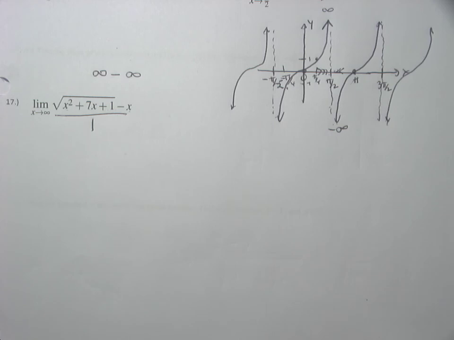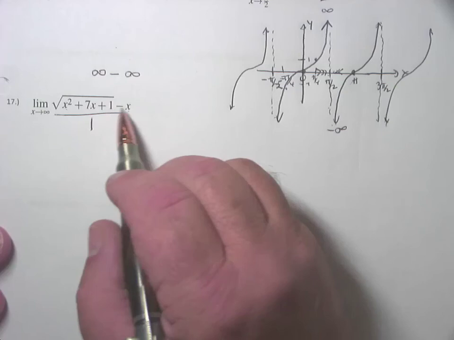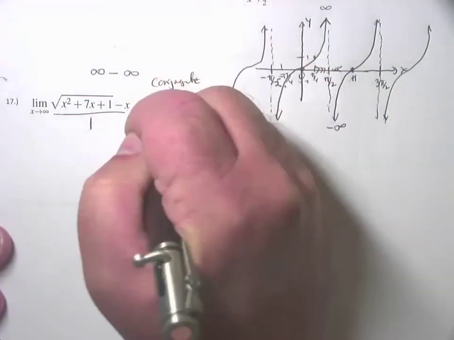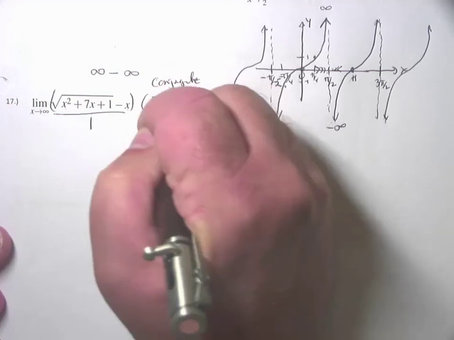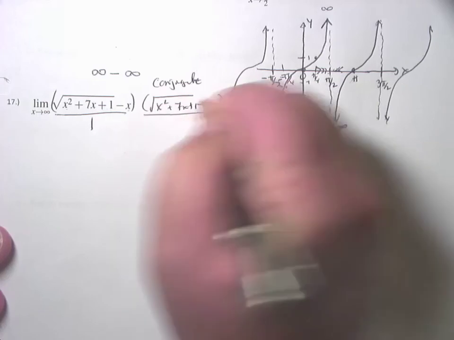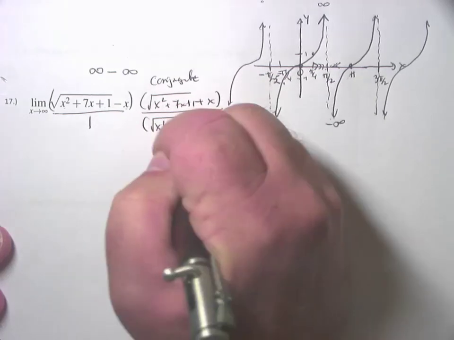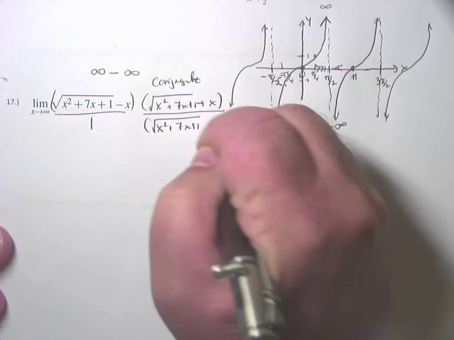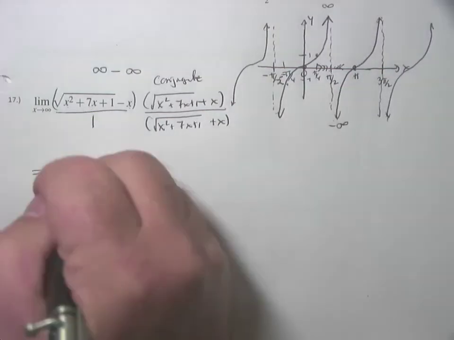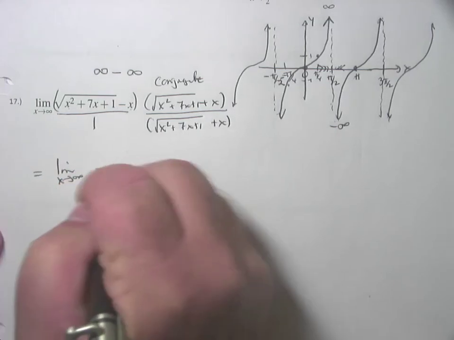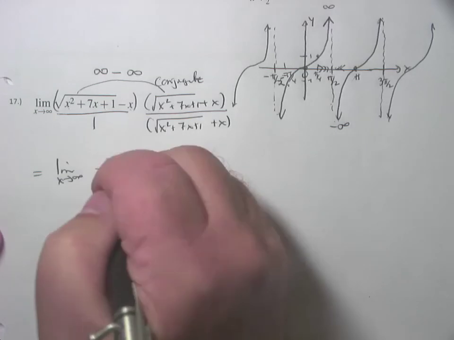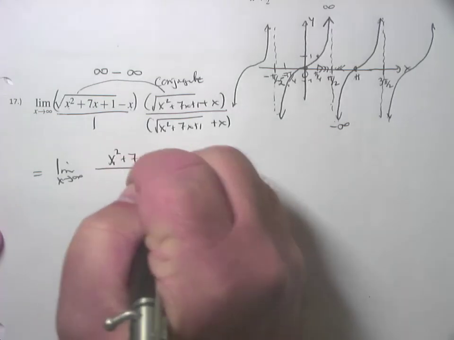Because of the square root of x squared plus 7x plus 1 minus x, I'm going to multiply. The trick is going to be the conjugate here. I'm going to multiply by the square root of x squared plus 7x plus 1 plus x. What I do to the numerator, I do to the denominator. Now, when we do conjugates, we're going to FOIL it out. FOIL out conjugate pairs. Now, help me out here. What is the square root of x squared plus 7x plus 1 times the square root of x squared plus 7x plus 1? X squared plus 7x plus 1.